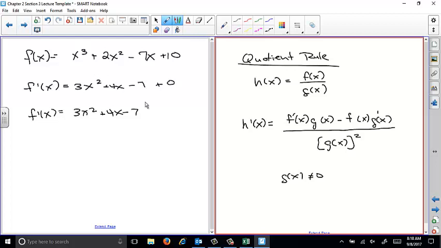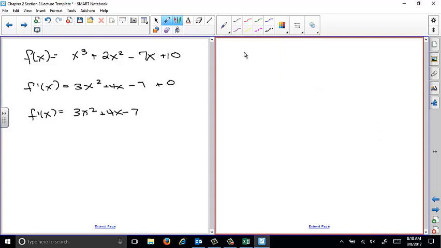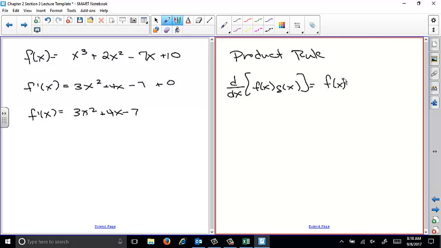I don't want to do the quotient rule yet. I don't know what happened to the product rule, so let me write that out. So the product rule says that if you want to find the derivative of a product of two functions, that's equal to the first function, but no derivative taken of it, times the derivative of the second function plus the derivative of the first function times the second function. So it's not f prime of x times g prime of x. It's f of x times g prime of x plus f prime of x times g of x.